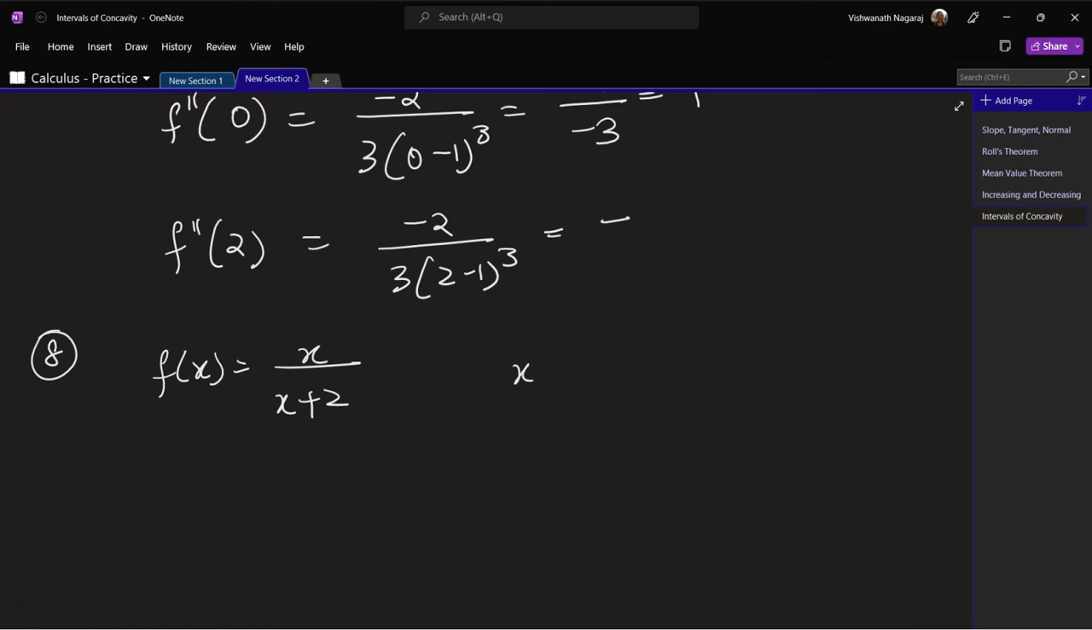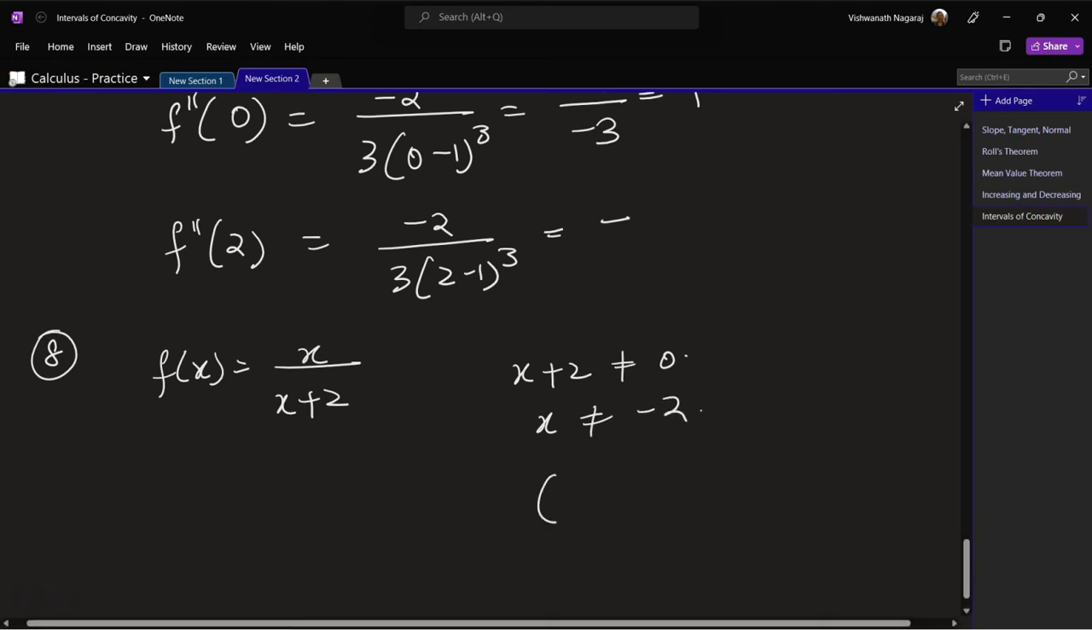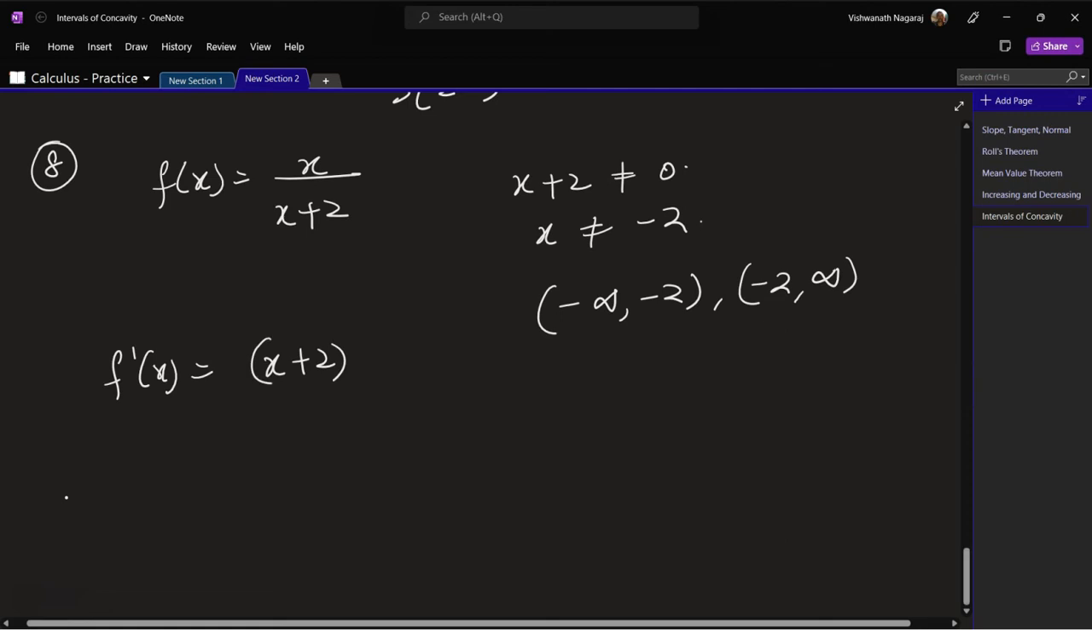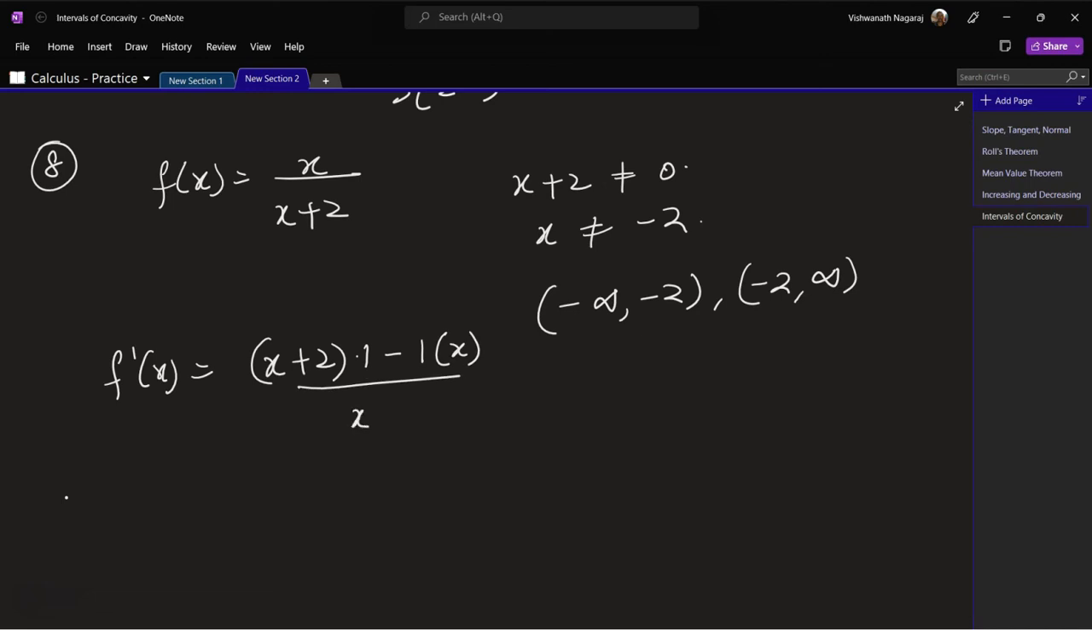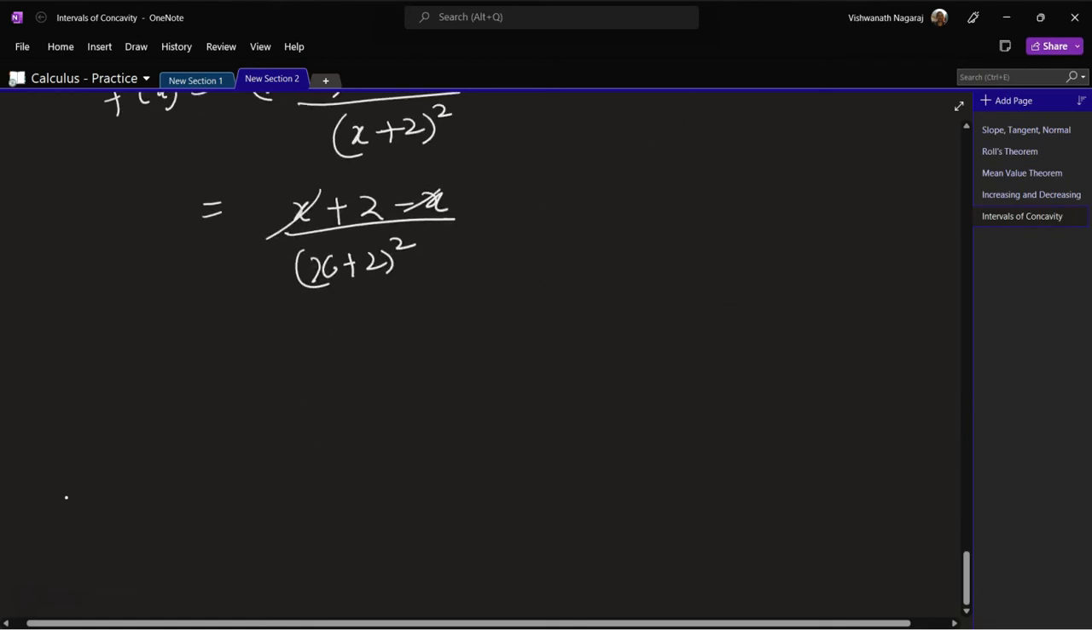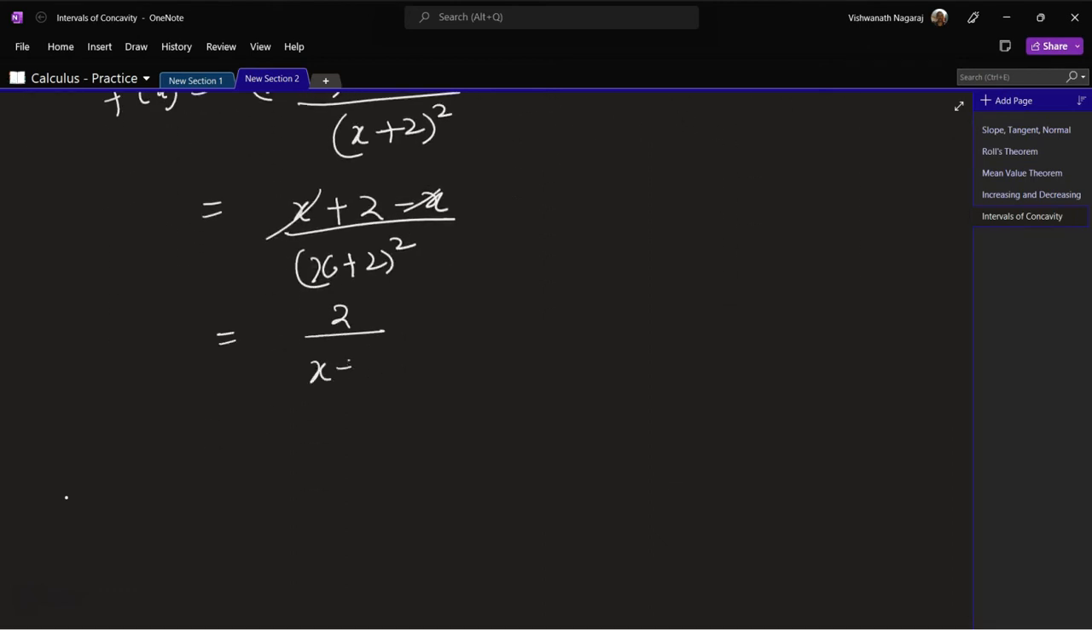Again, denominator can't be 0, so x plus 2 cannot be equal to 0, so x cannot be equal to minus 2. So purely based on this, the intervals are minus infinity to minus 2 and minus 2 to infinity. Now, f prime of x is equal to x plus 2 as it is, times 1, minus 1 times x, divided by x plus 2 square, which gives us x plus 2 minus x by x plus 2 square. x cancels and we have 2 by x plus 2 square.